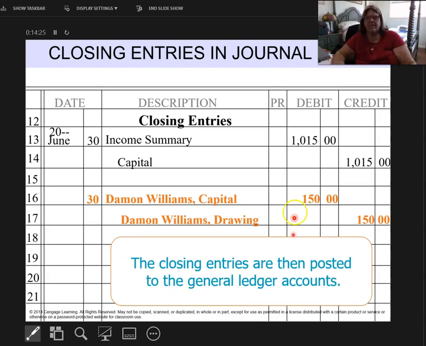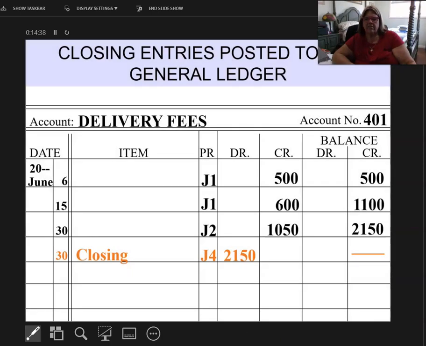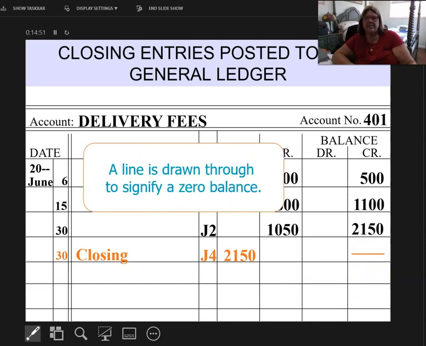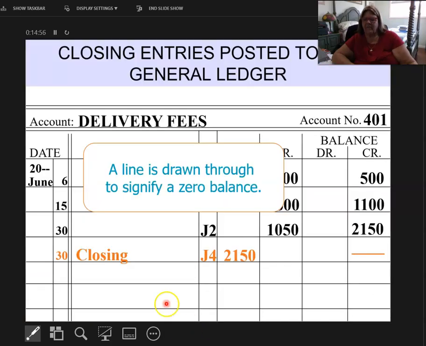Okay? Once I make this journal entry, I'm then going to post them into my ledgers. And I'll show you what they look like really quick before I finish this video. So I'm going to write the word closing in here. This just represents the page number. This is my revenue account. So I debited $2150 and now my balance is 0. It's not really 0. We put a line here. A line signifies a 0 balance. Oops, sorry about that, guys. I did not mean to do that. Okay? So a line signifies a 0 balance.